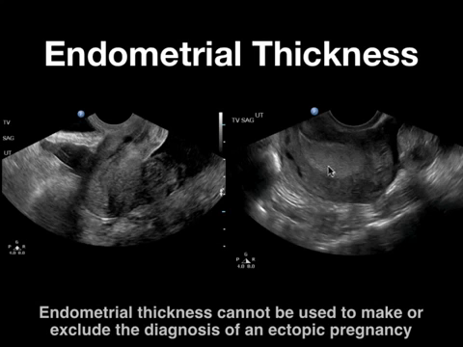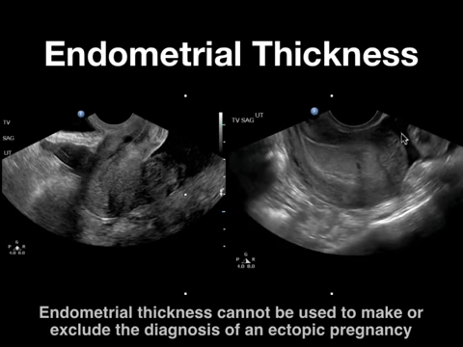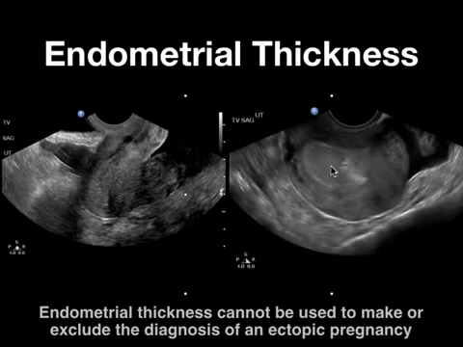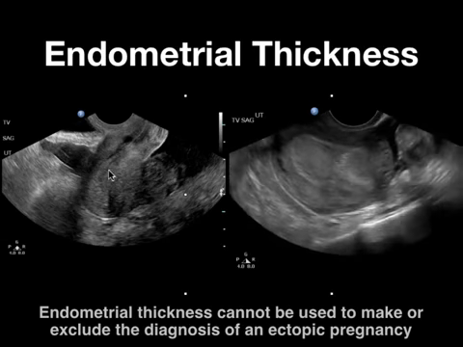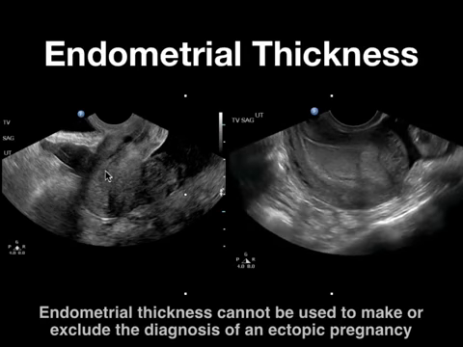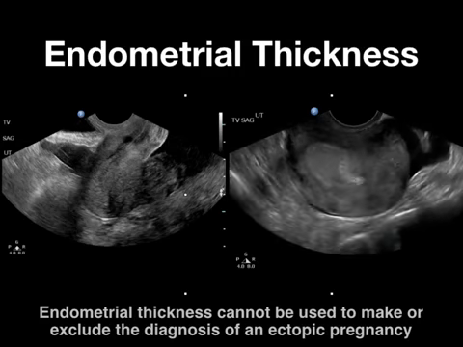Here we've got a patient who has a ruptured ectopic. Her uterus was retroverted here, but they have a nice thick endometrium. And here you can see the ectopic pregnancy, and there's some free fluid here. So here's one with a thick endometrium, here's one with a thin endometrium. Both had a ruptured ectopic. So the endometrial thickness cannot be used to make or exclude the diagnosis of an ectopic pregnancy.